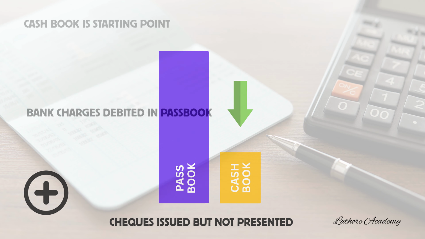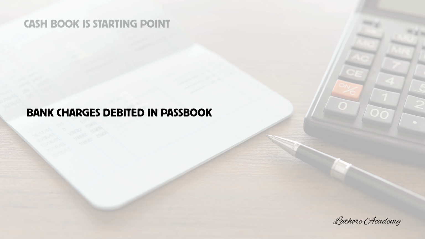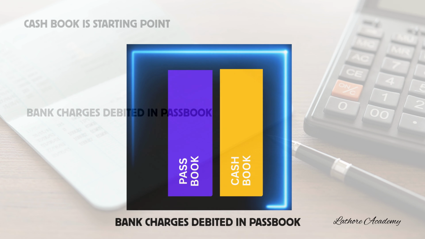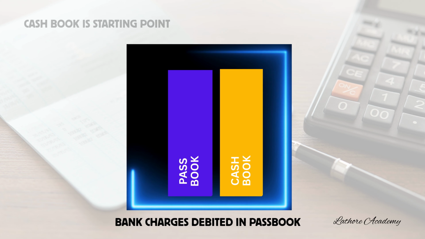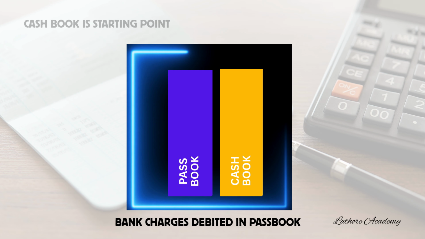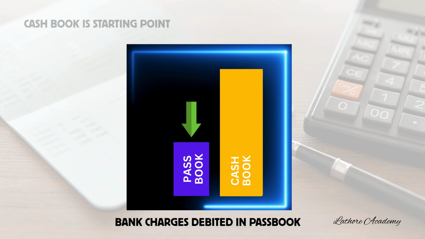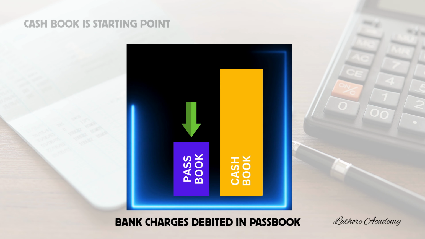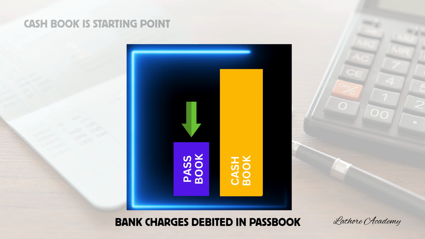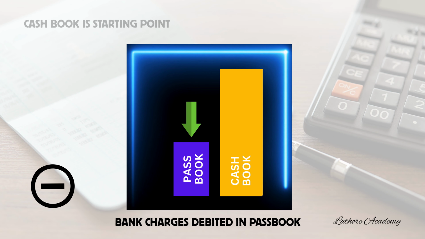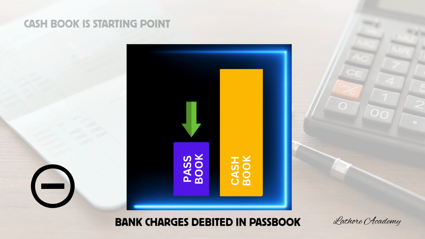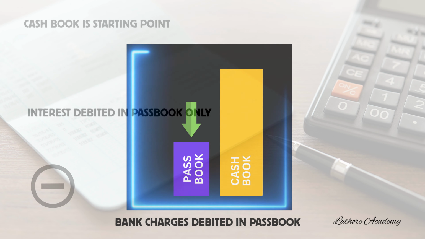So let us move to transaction number 3, bank charges debited in the passbook only. Remember, when the bank deducts service charges, it will be directly debited to your account. Since you haven't recorded this expense, your cash book shows a higher balance. We have to subtract this in order to match the actual bank balance. So the adjustment is less.